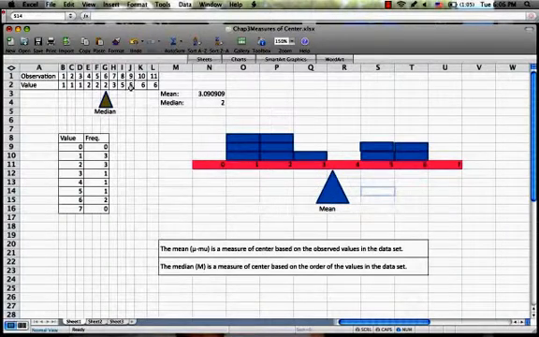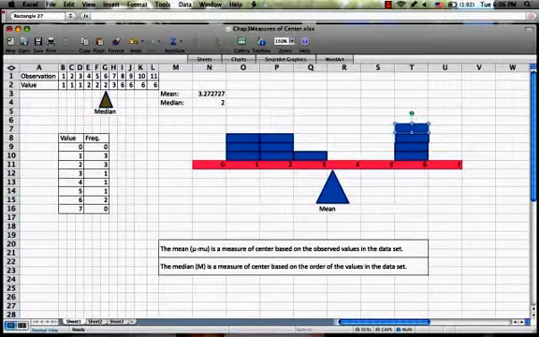Now, if I were instead to make this 5 a 6, and maybe I'll make this 5 also a 6, notice that the mean continues to rise, but the median stays the same. So these two 5s are now stacked on top of the 6. I'd have to adjust by making the fulcrum a little bit bigger to keep the balance there.